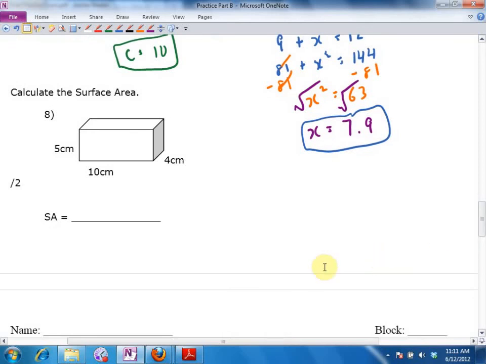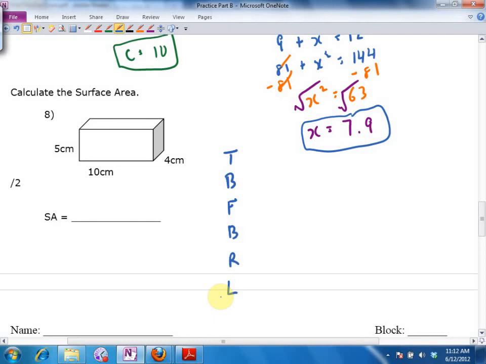Surface area. I need to find the surface area. So how many sides does this thing have, Kaiwa? 4, 6, 26. Okay, Tisu? Let's do this. Let's do the top. Let's do the bottom. Let's do the front, the back, the right end, and the left end. And then we're going to total them up.